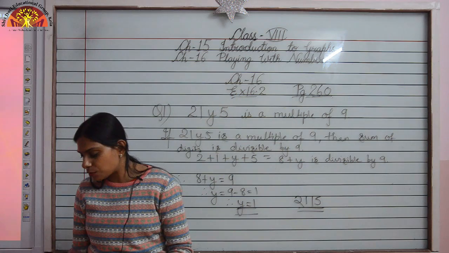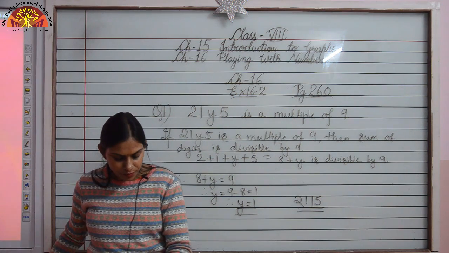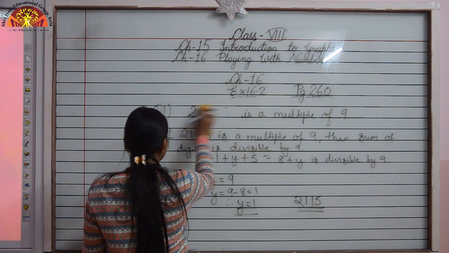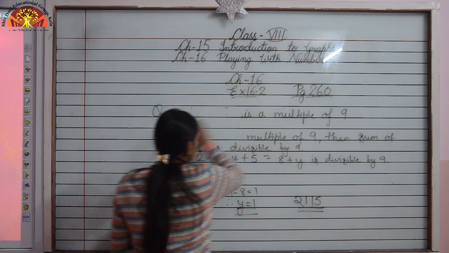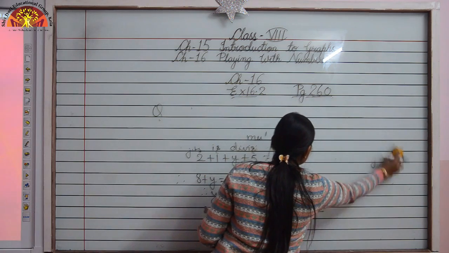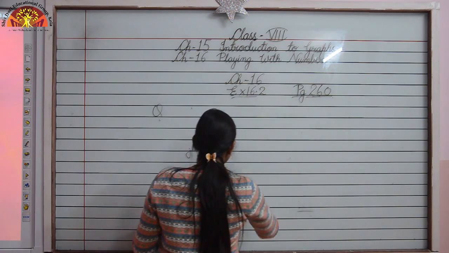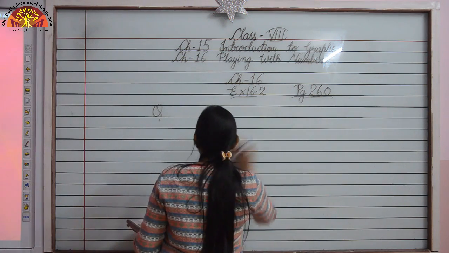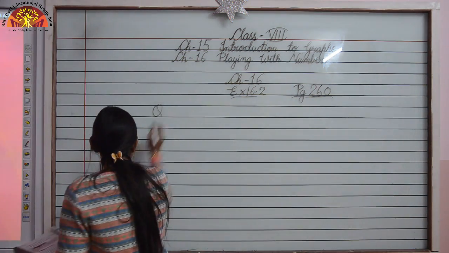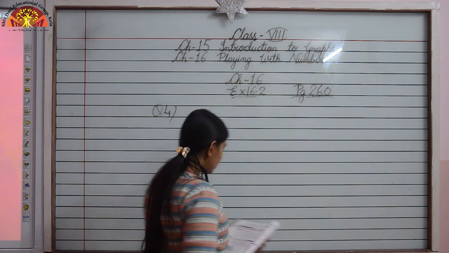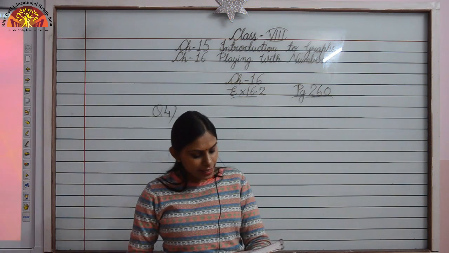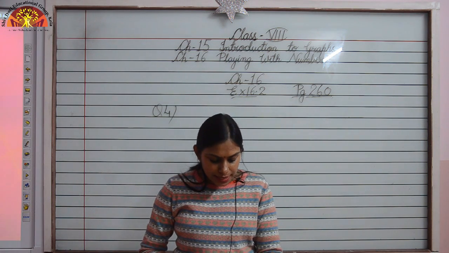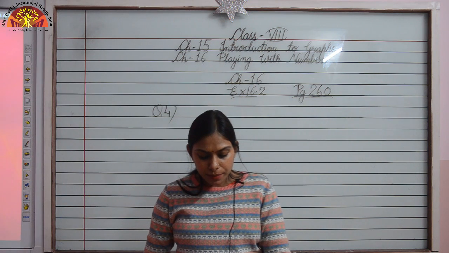Okay. Now children, we will just move to the next question over here. Now just go through question number 4. Last question of this exercise. Just go through the question, children. It is question number 4. Okay. Now just see, if 31z5 is a multiple of 3 where z is a digit, what might be the value of z?